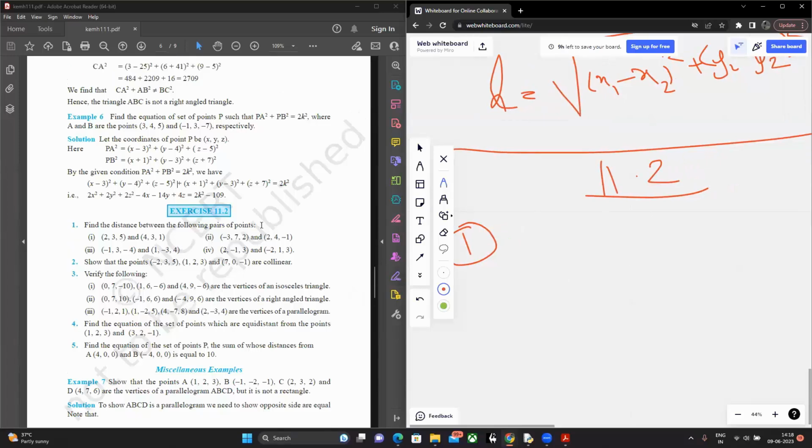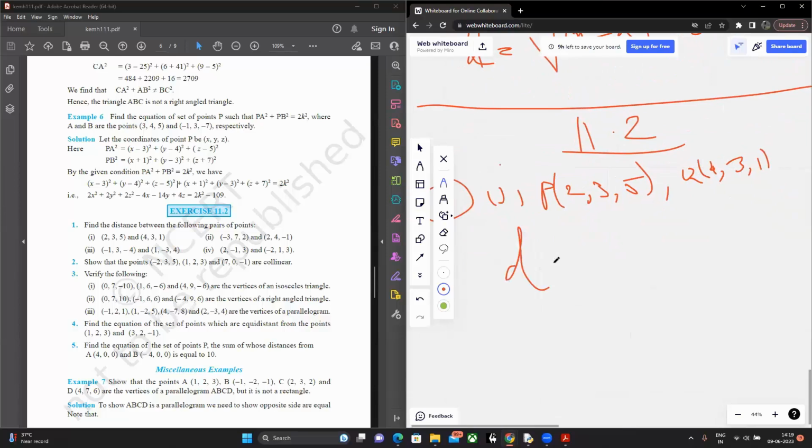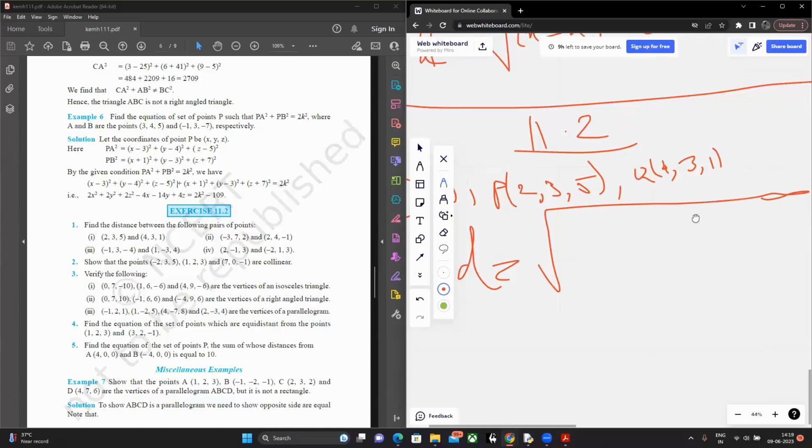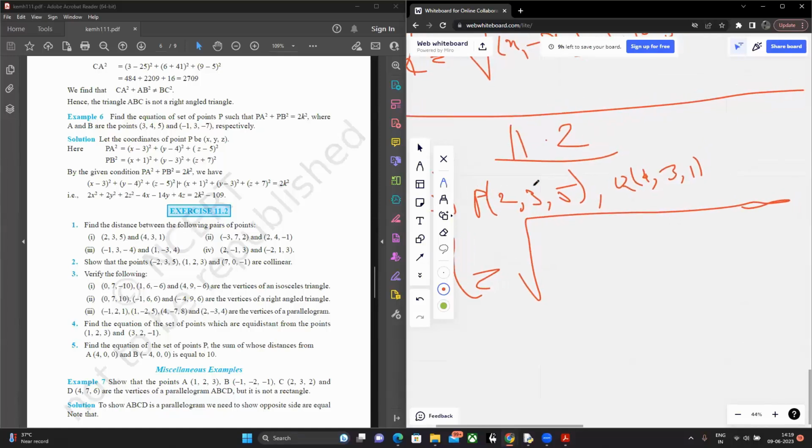Find the distance between the following pairs of points. Number 1 is (2, 3, 5) and (4, 3, 1). As per my earlier nomenclature, let me name them P and Q, and let the distance be D. D is equal to directly plugging the values into the formula. This is P, x1, y1, z1, and this is Q, x2, y2, z2. If I said x1, x2, x3 before, forgive me.